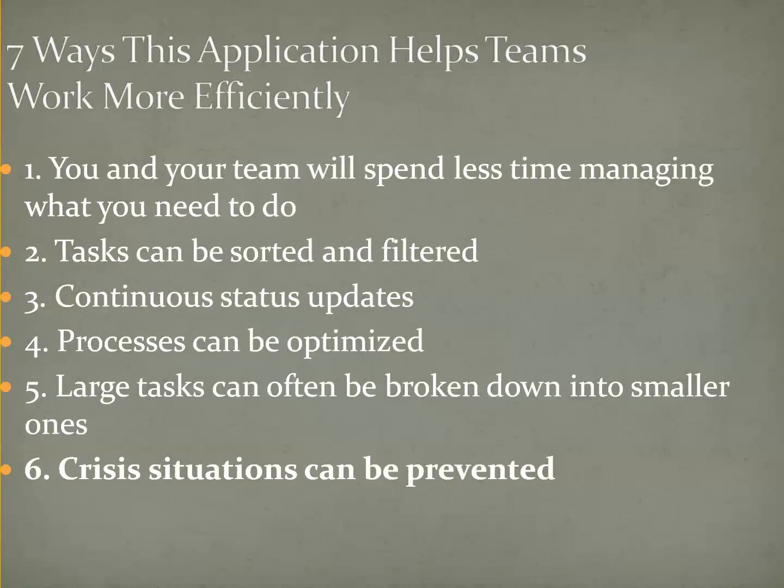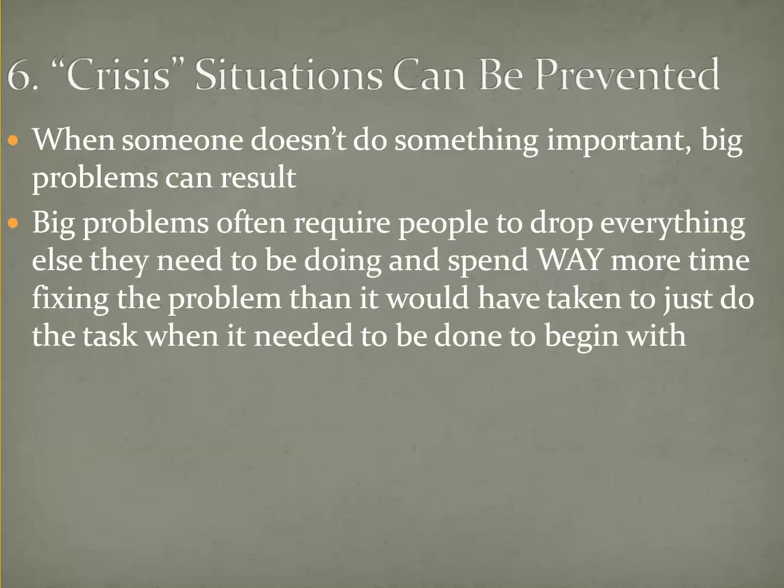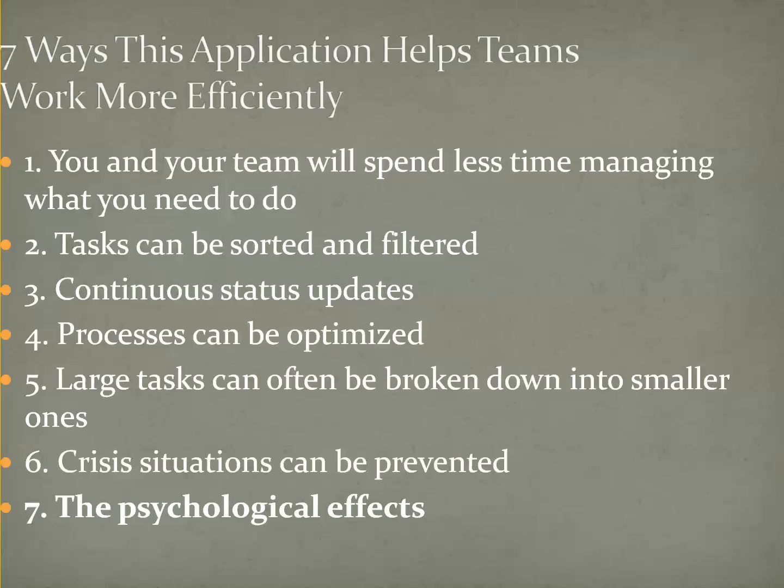The sixth way that the application helps teams work more efficiently is that crisis situations can be prevented. When someone doesn't do something important, big problems can result, and big problems often require people to drop everything else that they need to be doing and spend way more time fixing a problem than it would have taken just to do the task when it needed to be done to begin with. And big problems also often require management intervention, so it wastes their time too.